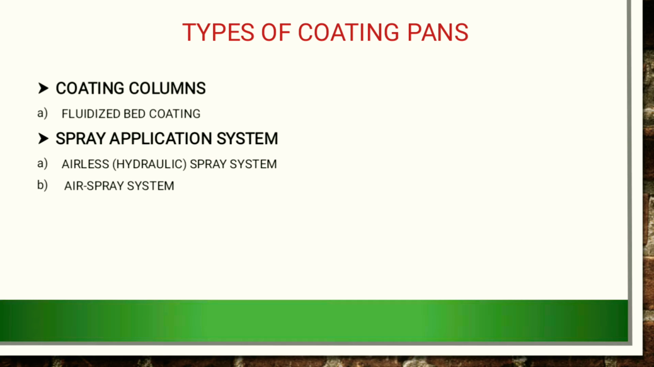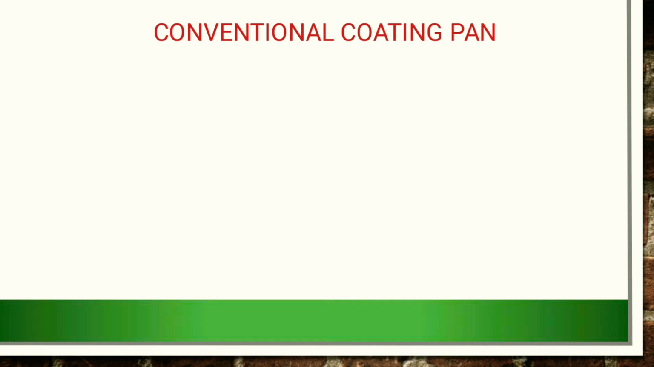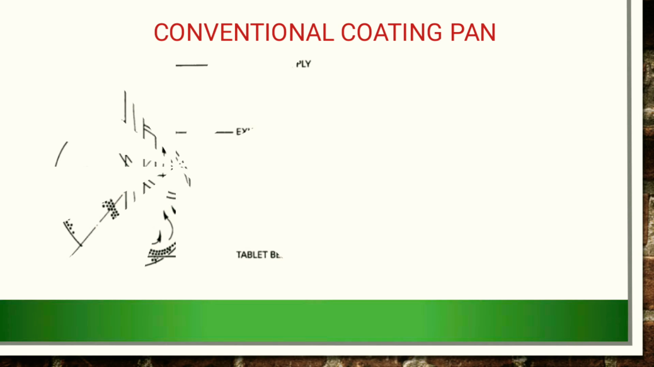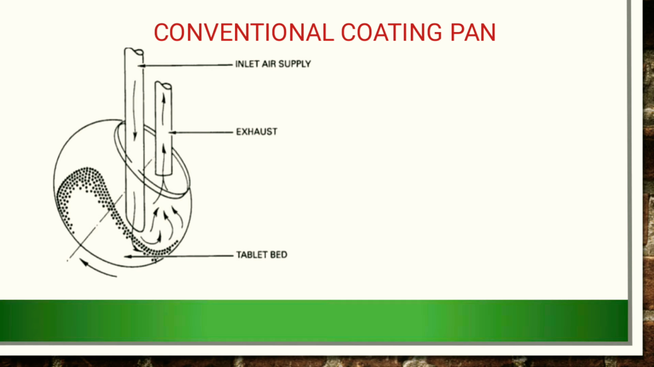Now let us look into this equipment one by one. The first one, conventional coating pan. Here you can see the diagrammatic representation of conventional coating pan. Conventional coating pan is a system that consists of either a spherical, hexagonal or pear-shaped pan that rotates on an inclined axis. The rotational movement of the pan causes the substrate to tumble and make multiple passes through the spray application zone. Then heat is blown across the surface of the tumbling tablets and exhaust air is withdrawn.